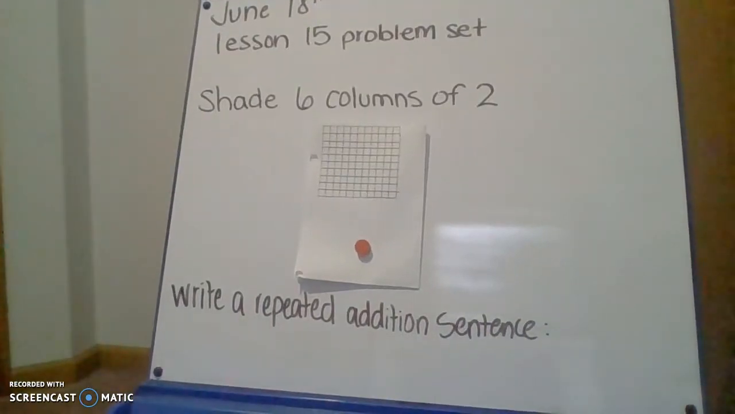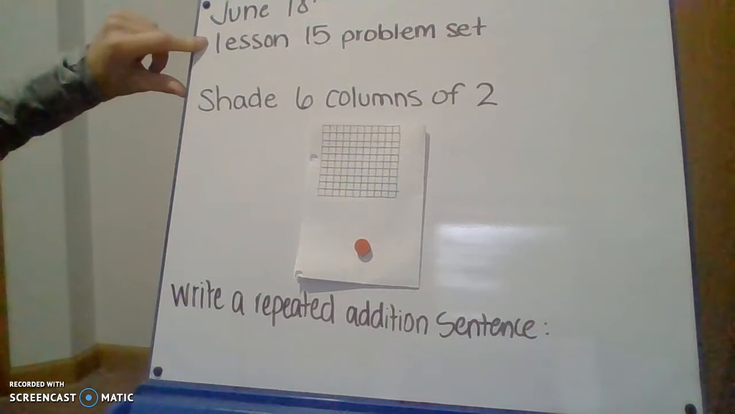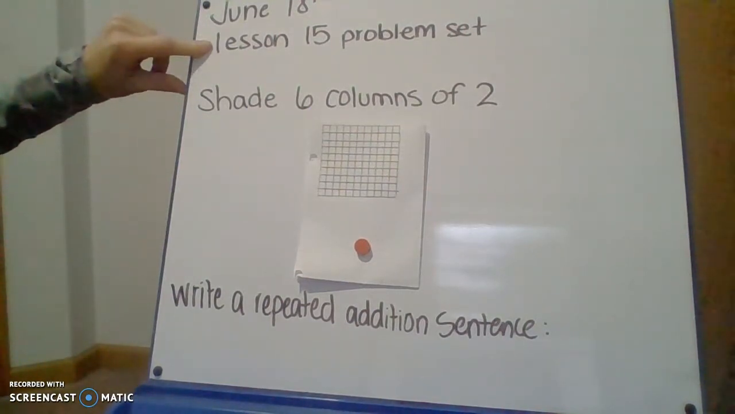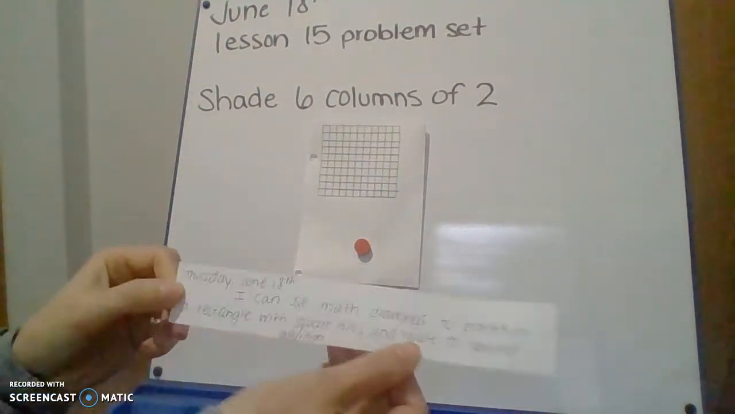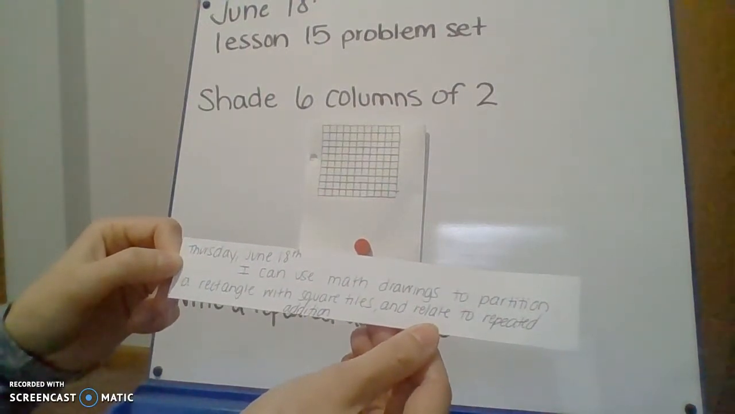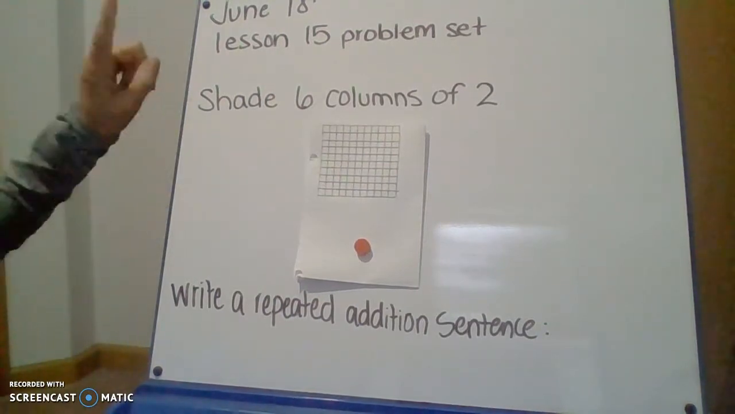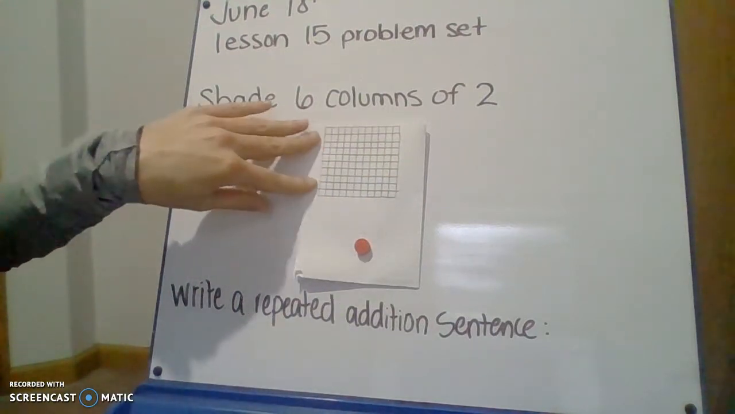Hello, today is Thursday, June 18th. In your top right-hand corner of your packet, you will be completing lesson 15, problem set. That's what it's labeled as. So today your learning target says, I can use math drawings to partition a rectangle with square tiles and relate to repeated addition.